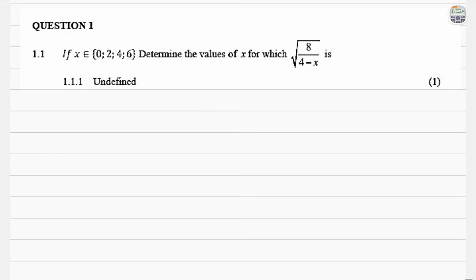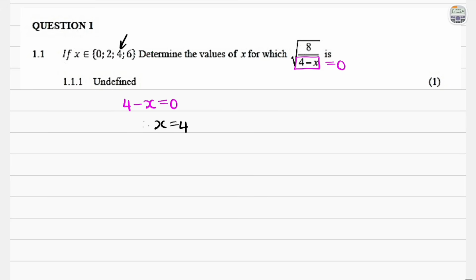So we need to look at that denominator, which is 4 minus x. Even if it's square rooted, it will still be 0. We just need to ensure that it is equal to 0. So for which x value is 4 minus x equal to 0? Because if this is equal to 0, the expression is undefined. If we solve for x here, you see that x is negative. Transpose it, it becomes positive. So we just have positive x is equal to 4, and that would be our answer.